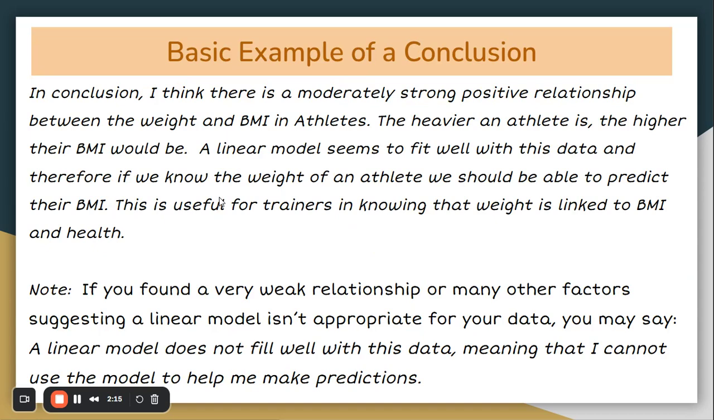So this is a very basic example of a conclusion. This would get you achieved. In conclusion, I think there is a moderately strong positive relationship between weight and BMI of athletes. So I've restated what I've found. The heavier an athlete is, the higher their BMI would be. That's the linear relationship. A linear model seemed to fit well with this data, and therefore if we know the weight of an athlete, we should be able to predict their BMI, or close to. This is useful for trainers in knowing that weight is linked to BMI and health.